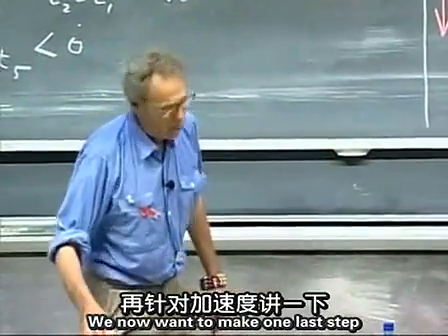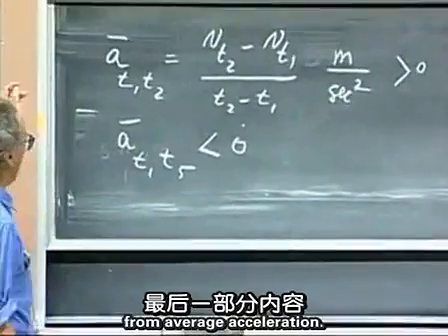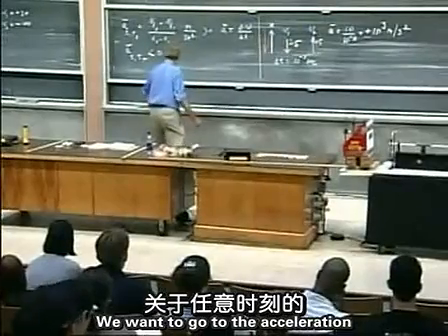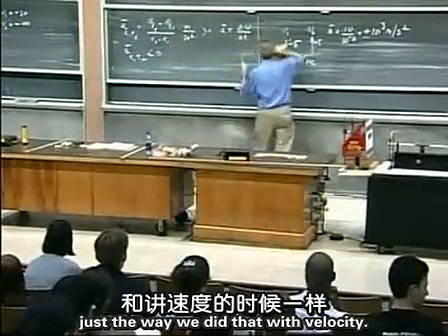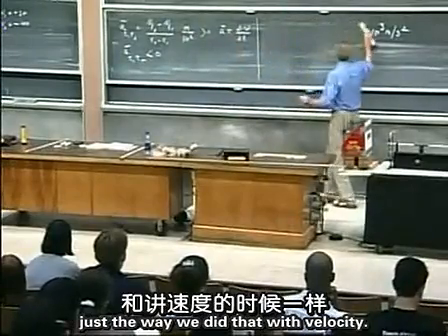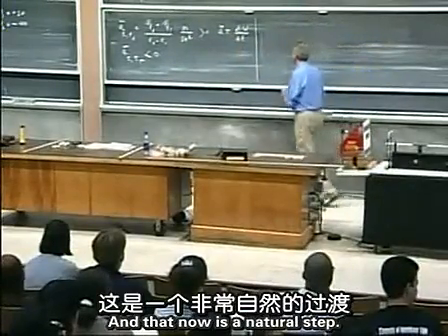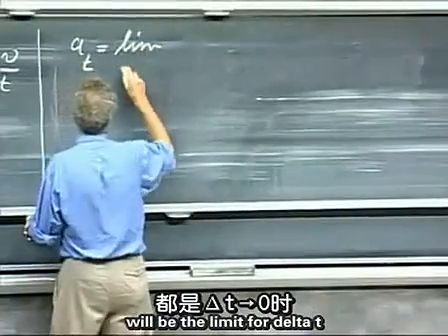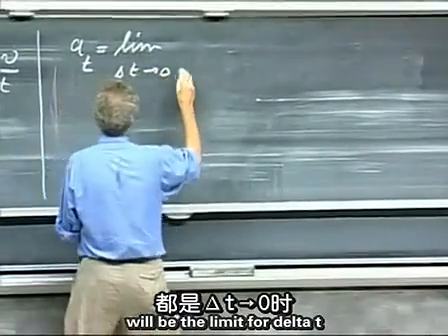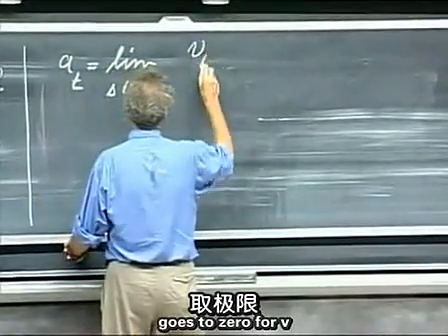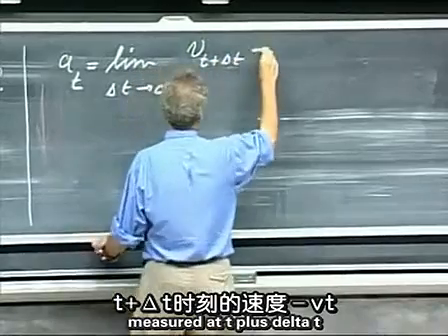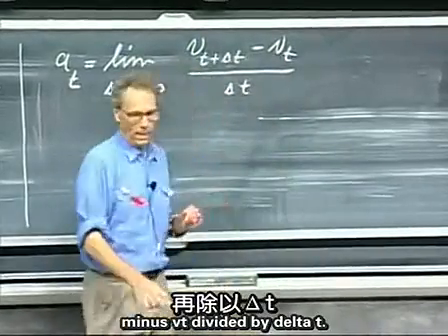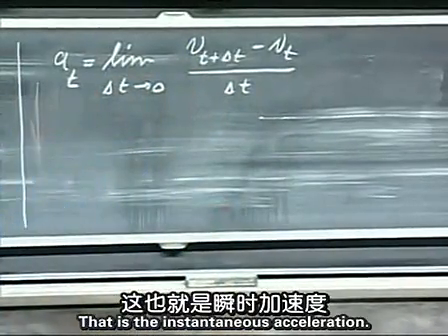We now want to make one last step from average acceleration. We want to go to the acceleration at any moment in time, just the way we did that with velocity. And that now is a natural step. The acceleration at any moment in time would be the limit for delta t goes to 0 of v measured at t plus delta t minus v(t), divided by delta t. So that is the instantaneous acceleration.